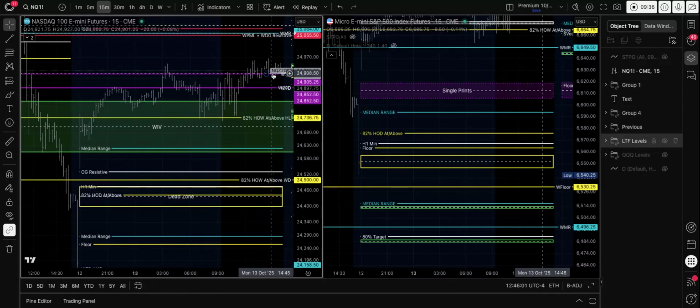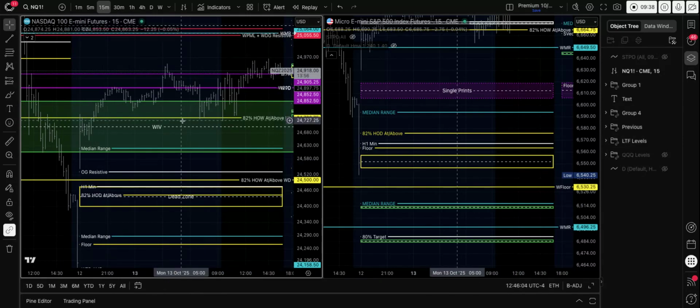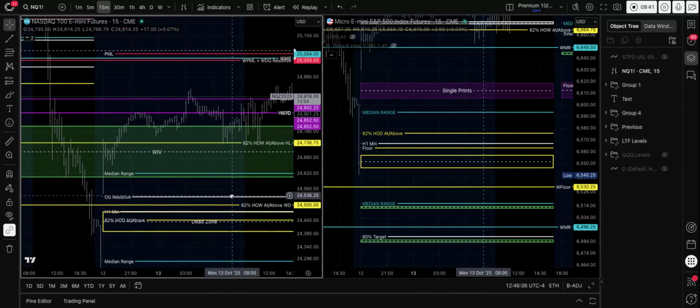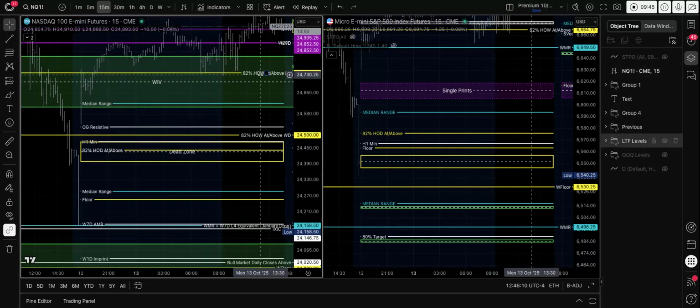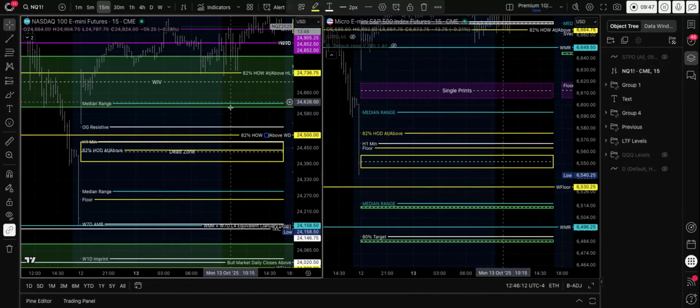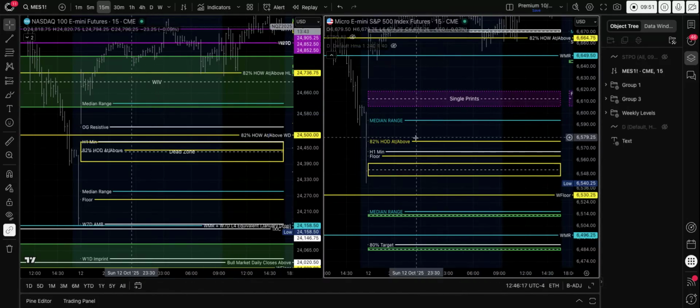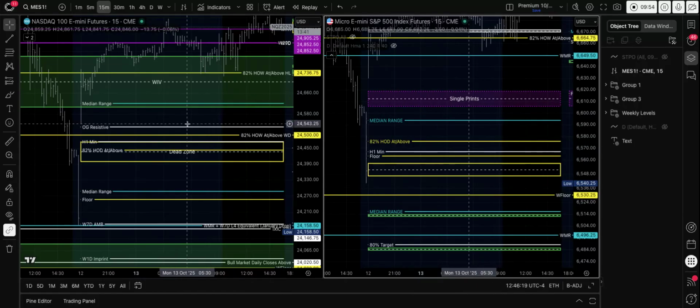And you might say hindsight is 20/20, and that's true. But this happens week after week, day after day. These statistical levels get respected even for scalps: 20, 30 points on NASDAQ, and on ES, even 5 to 10 points easy.